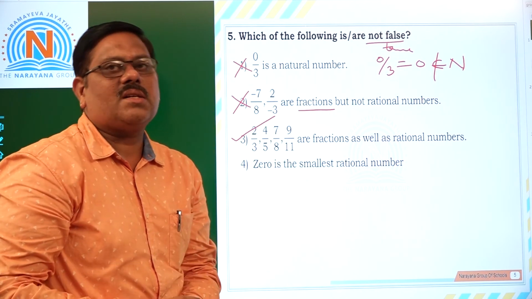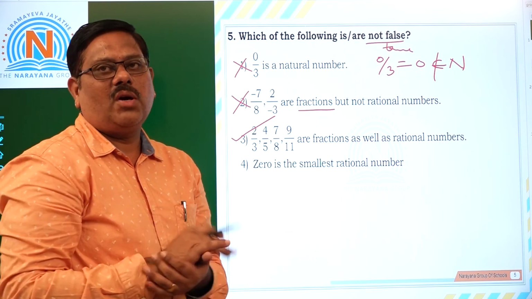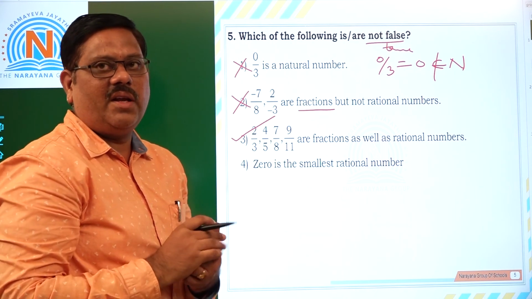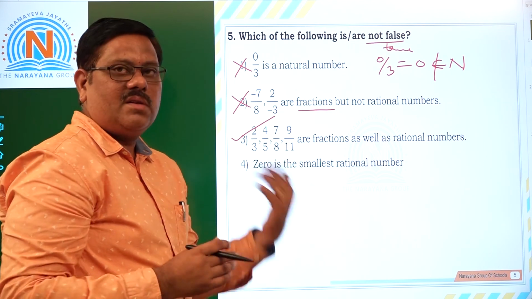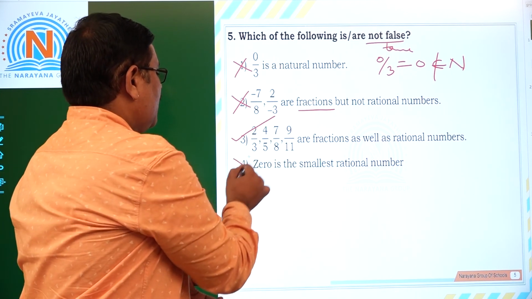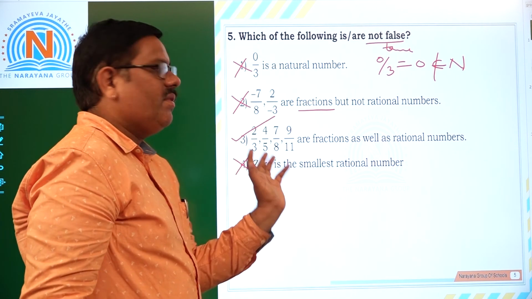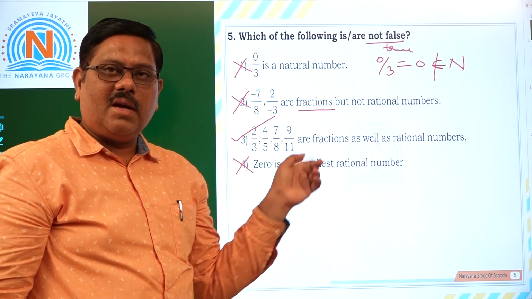0 is the smallest rational number. We cannot say the smallest rational number. We cannot give any result for that. We cannot decide what it is. So this is also not the right option for us. So out of the given 4 options, only the third option is the right answer for us.